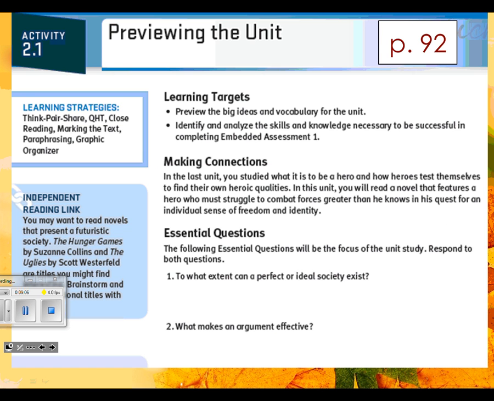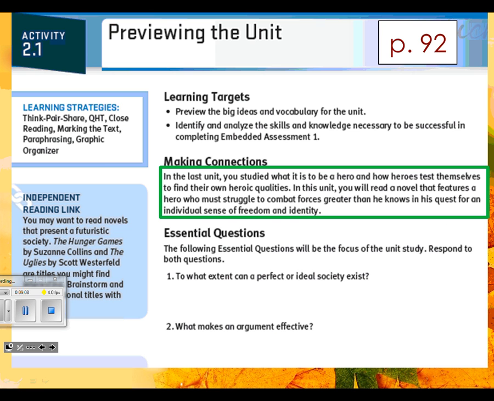All right, now right below that, we have this making connections subtext. So Jaden, could you read the making connections for us? In the last unit, you studied what it is to be a hero and how heroes test themselves to find their own heroic quality. In this unit, you will read a novel that features a hero who must struggle to combat forces greater than himself in his quest for an individual sense of freedom and identity. Okay, now the second sentence of that making connections really is kind of spearheading your awareness of what you need to pull from reading Fahrenheit 451. So I want you to reread that second sentence to yourself.